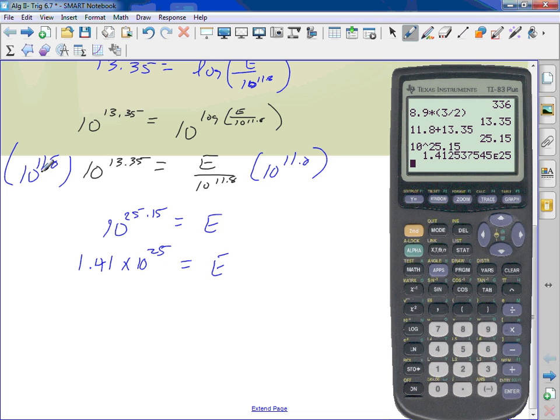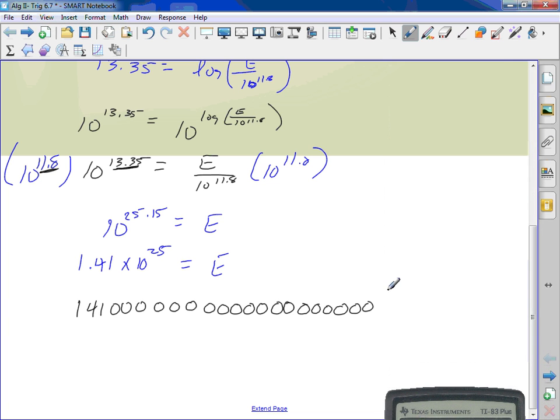The 11.8 and the 13.35, that's how I get the 25. So 1, 4, 1, and then 23 zeros. Well, I rounded, so there wouldn't be zeros all in here. This is how much energy was released in ergs. There's probably a multiplier, yes.